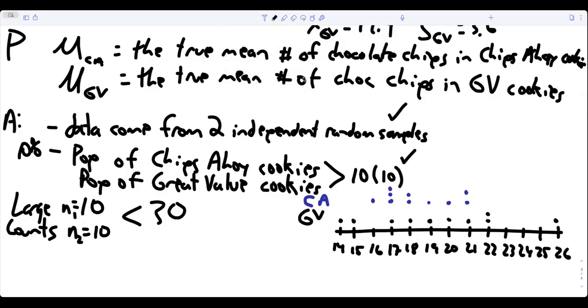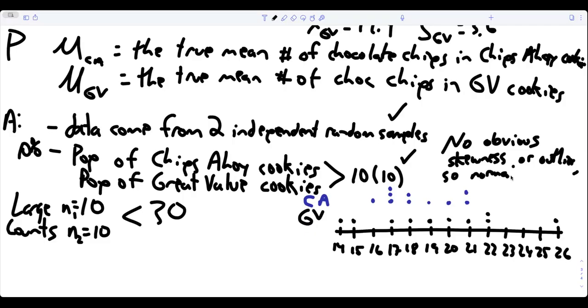And so then I'm going to say no obvious skewness or outliers. So normality is established for a T procedure. Okay.